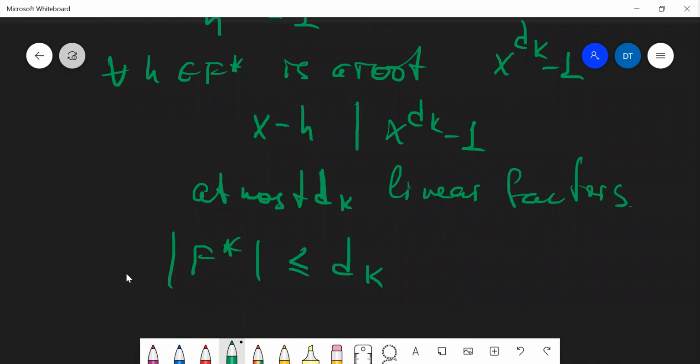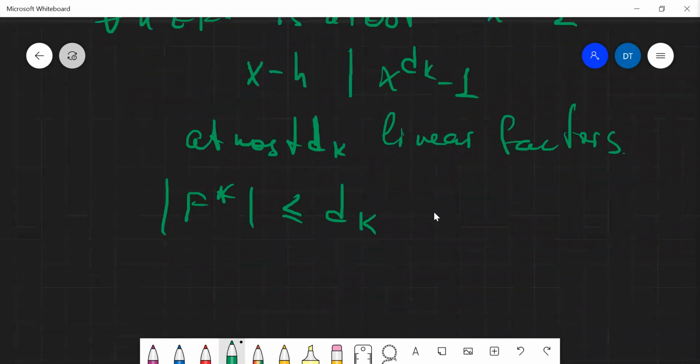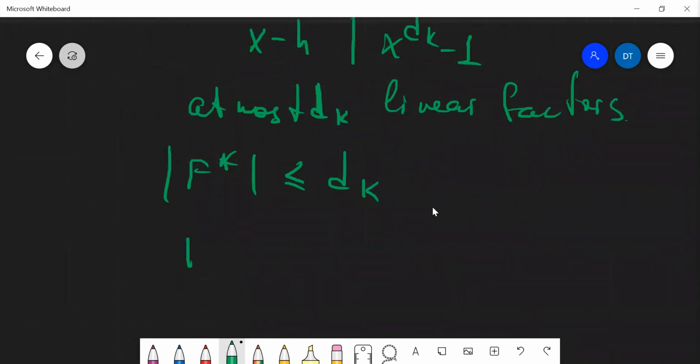On the other hand, since we know that F star is isomorphic to this group, it has exactly the same number of elements as the right-hand side has. But how many elements are on the right-hand side? It's a product.